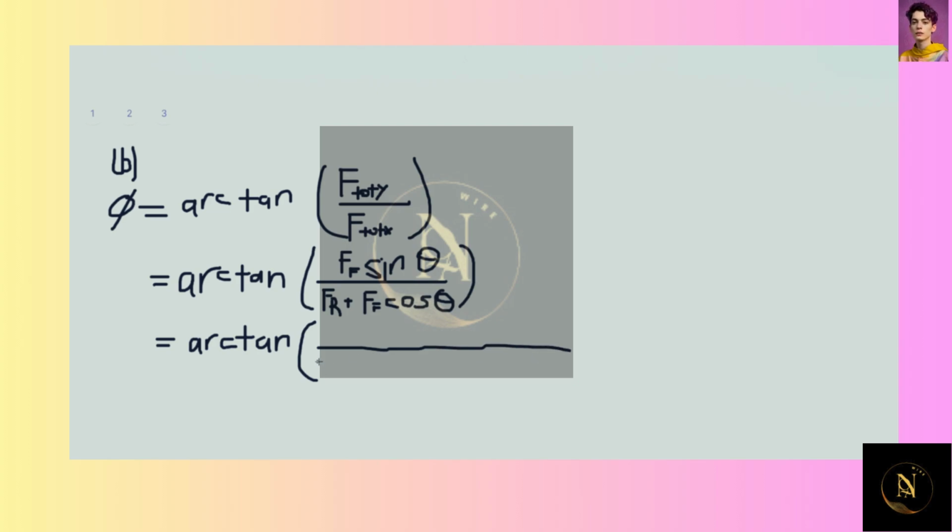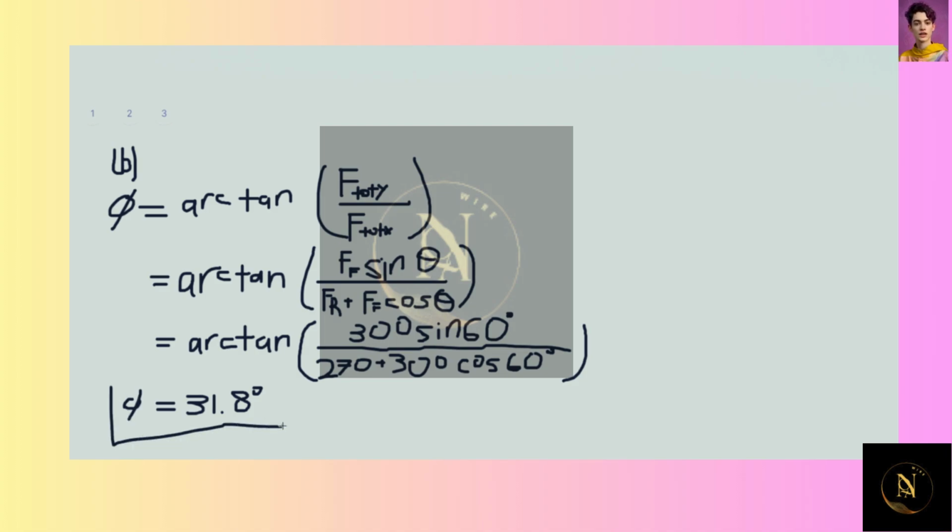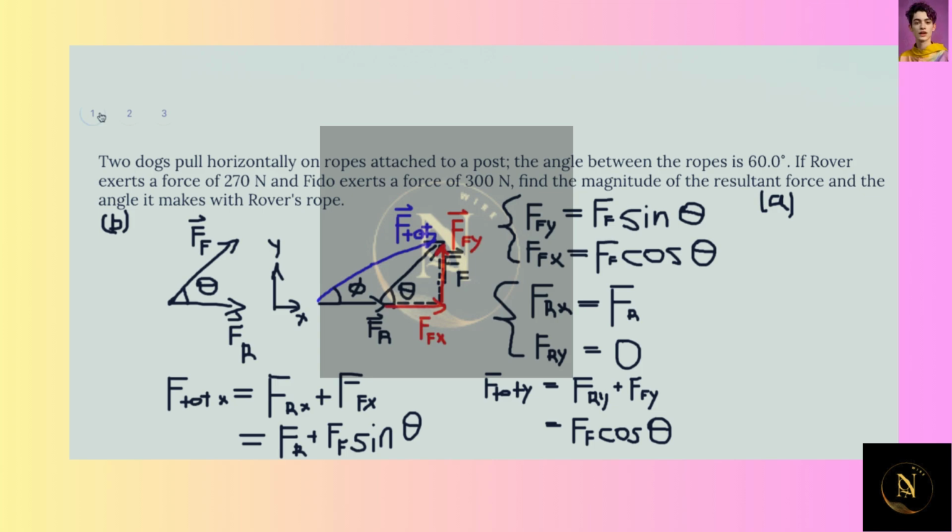And then we're going to have the same numbers, 270 plus 300 cosine of 60 degrees on the bottom, and on the top, just 300 sine of 60 degrees. Plug those into your calculator, and then to 3 significant figures, the angle that you'll get is a nice 31.8 degrees. And there you have it, part B, part A, and then our figures. Thank you.